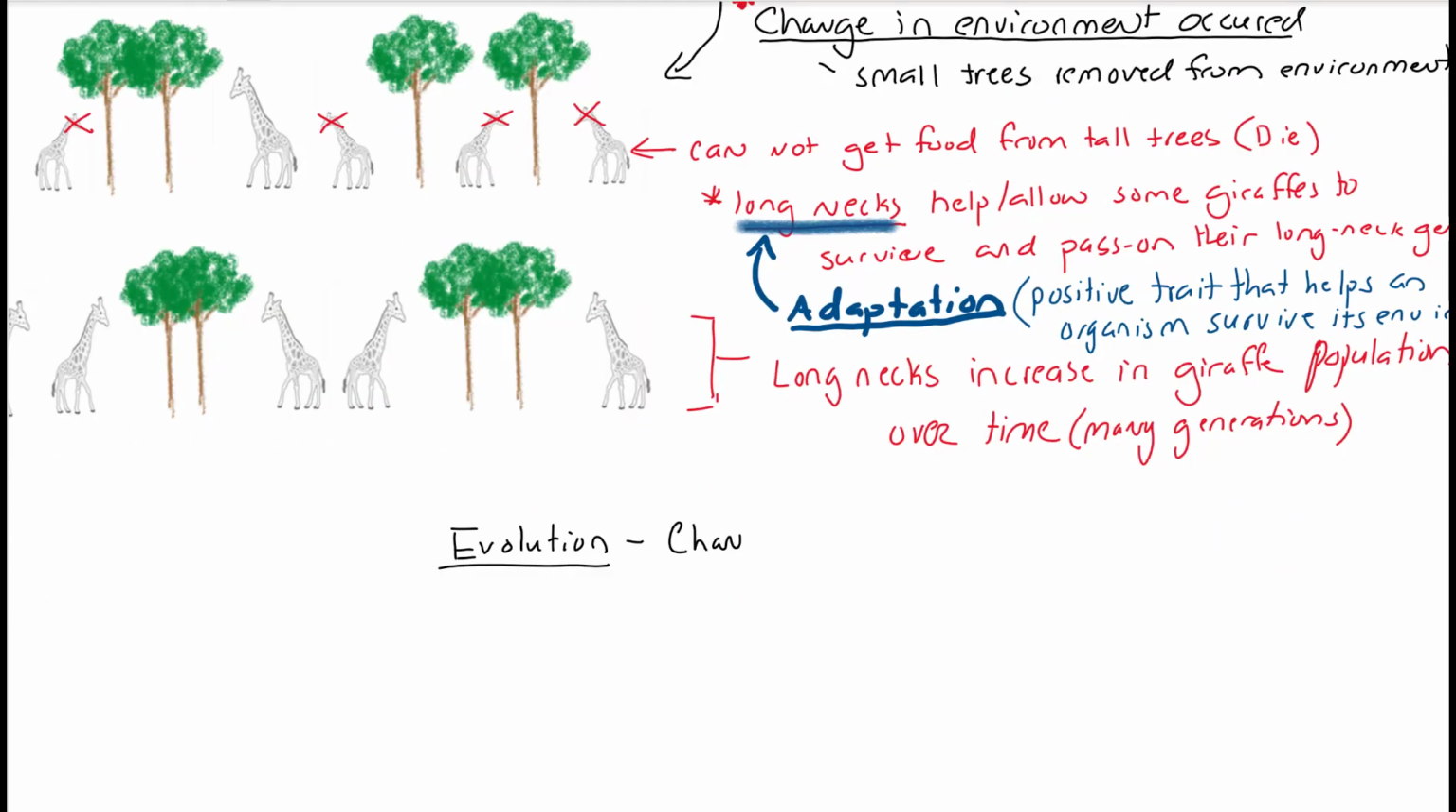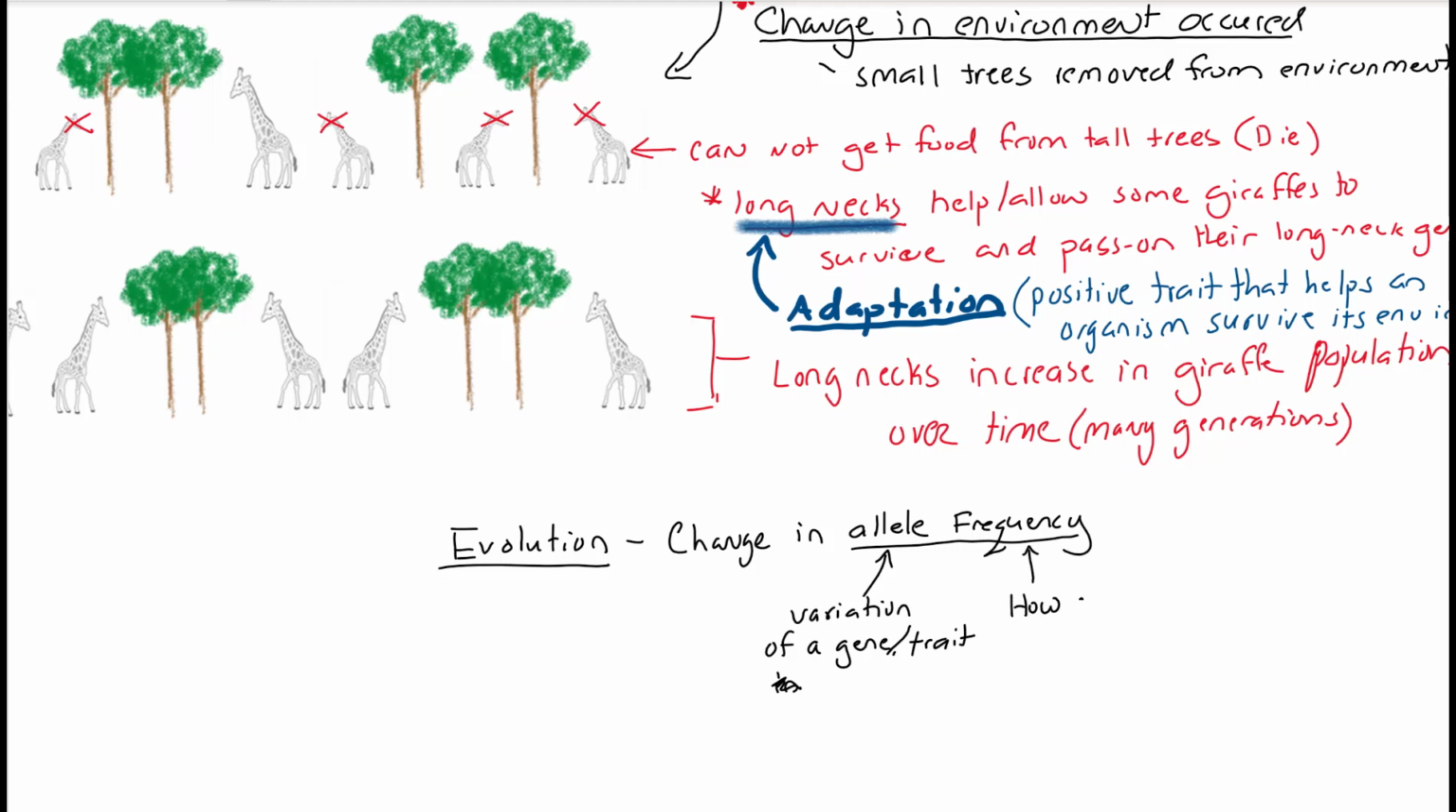Let's examine this definition or word, evolution. It's the change in allele frequency. An allele is a variation of a gene. Everybody has the eye color gene, but they're not all the same. You get blue eyes, green eyes, hazel eyes. So you have hazel eye alleles, blue-eyed alleles, and green-eyed alleles.